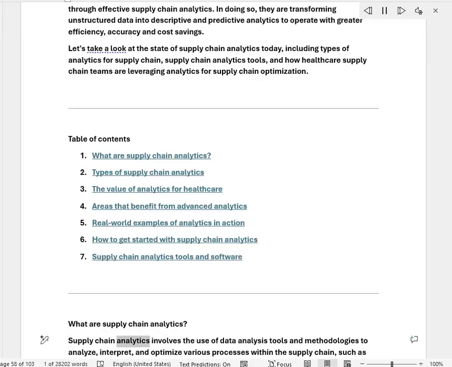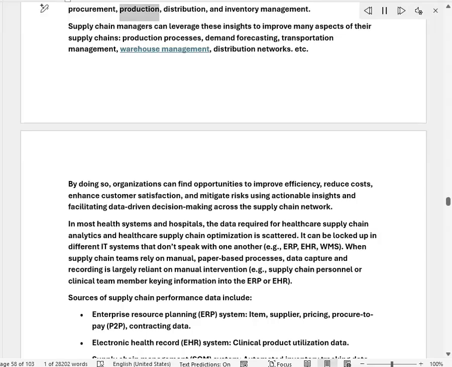Supply chain analytics involves the use of data analysis tools and methodologies to analyze, interpret, and optimize various processes within the supply chain, such as procurement, production, distribution, and inventory management. Supply chain managers can leverage these insights to improve many aspects of their supply chains: production processes, demand forecasting, transportation management, warehouse management, distribution networks, etc.